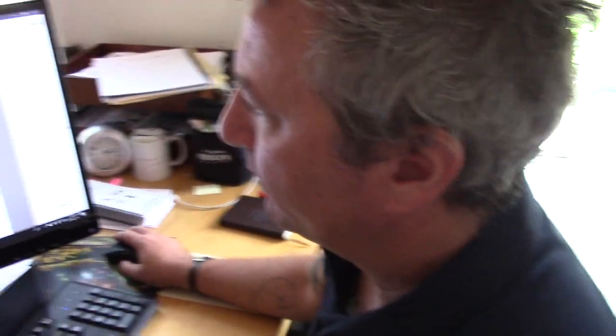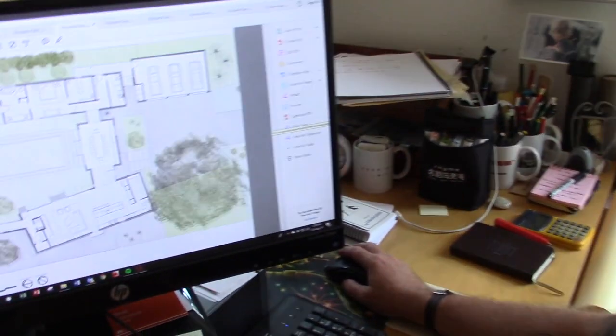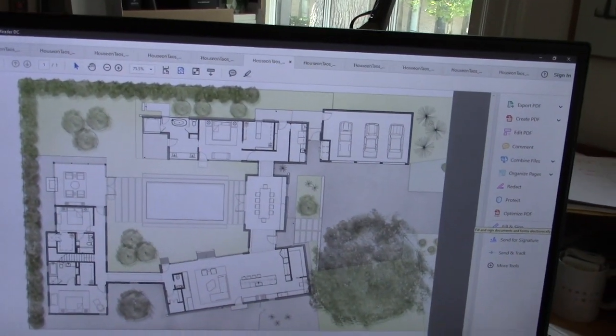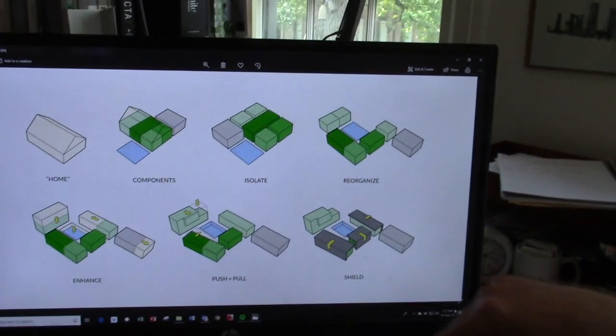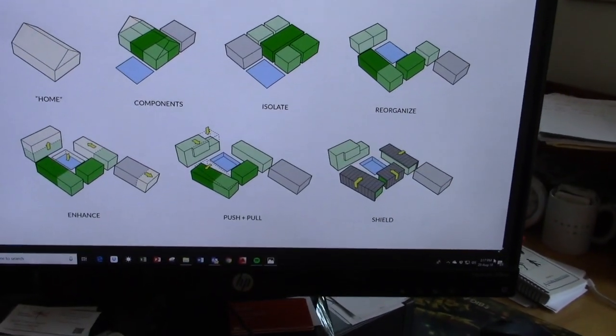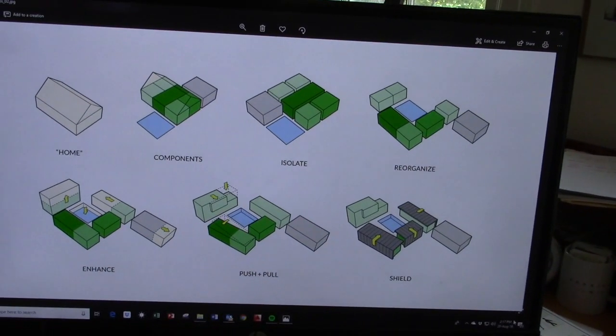The way I typically start is I still start by hand, so I'm very analog that way. But you start with things that you know. What are the parameters? Is it the site boundary? Is it the building envelope? And then from that, you just start brainstorming ideas based on the concept that we've established with the client.